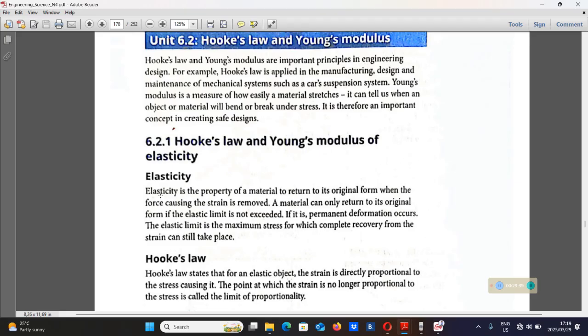Okay, anyways, elasticity here is the property of material to return to its original form when the force causing the strain is removed. Like when you take the rubber band and then you apply force on it, it's going to stretch. But once you release that force or remove that force, that rubber band will go back to the original shape or form. Therefore, if the material can do that, we say that material is elastic.